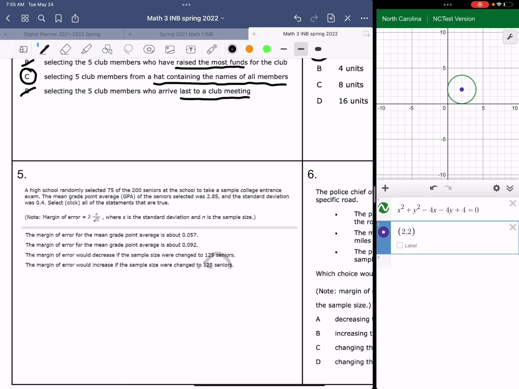The mean grade, the GPA of the students, was 2.85, and the standard deviation was 0.4. Now, they want to know what the margin of error is and which statement is true. The great thing here is they give you the formula, and they say that S is the standard deviation and N is the sample size, which they give us both of those.